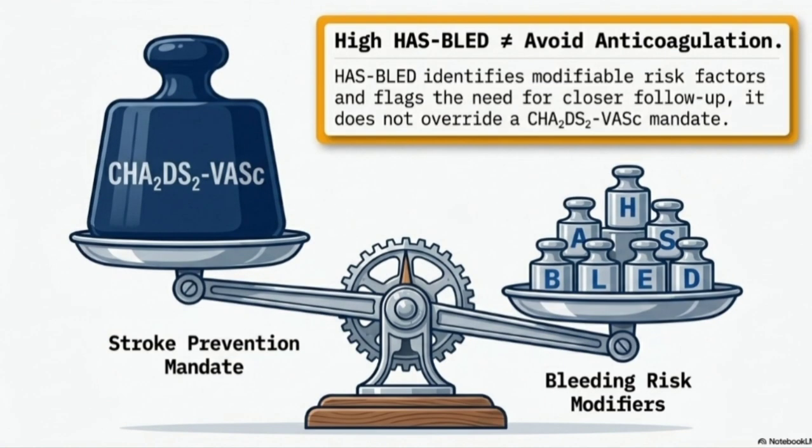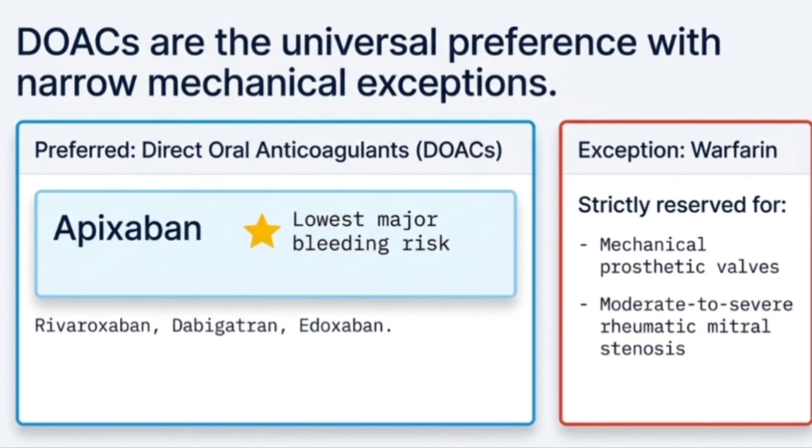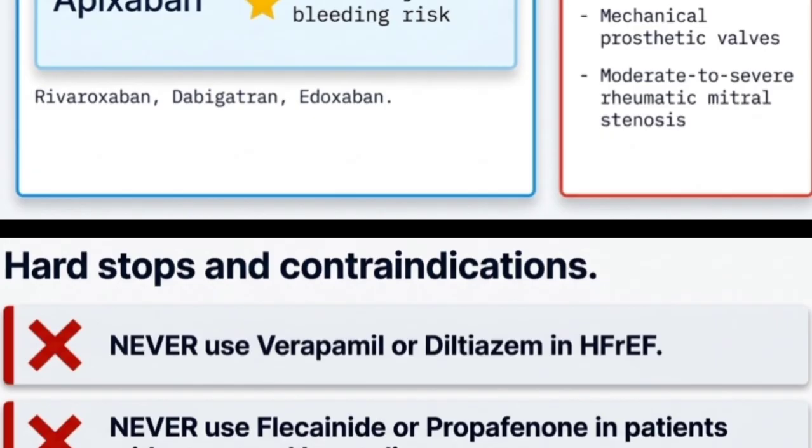A high HAS-BLED may need evaluation of anticoagulation, and HAS-BLED identifies modifiable risk factors and flags the need for closer follow-up. It doesn't override the CHA2DS2-VASc mandate, so you weigh whether stroke prevention is important or bleeding risk reduction is important. DOACs are the universal preference with narrow mechanical exceptions. Apixaban has the lowest major bleeding risk. Rivaroxaban, dabigatran, and apixaban may be used. Warfarin is strictly reserved for mechanical prosthetic valves and moderate to severe rheumatic mitral stenosis. Warfarin is the good choice rather than apixaban.